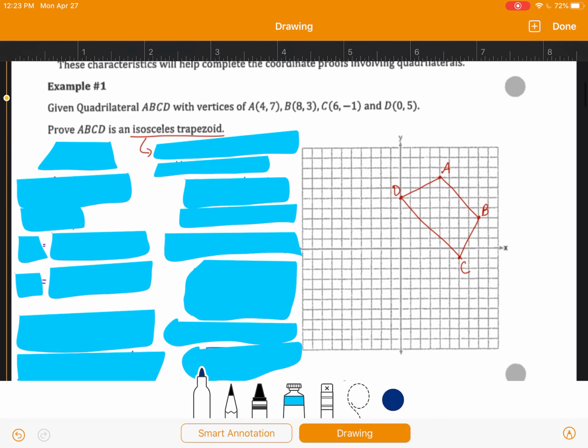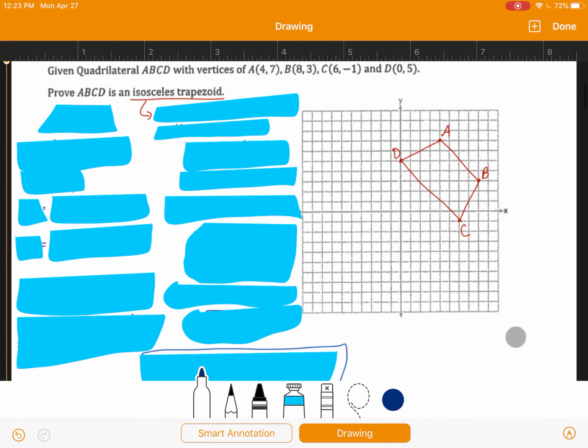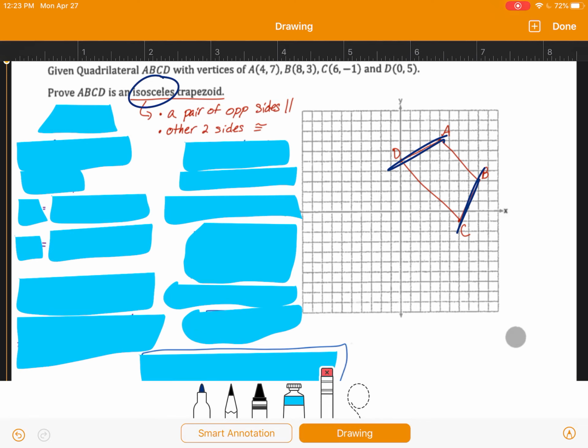So for the first one, we are going to try and prove that this shape is an isosceles trapezoid. Now, an isosceles trapezoid has 2 things. One of the things is that it's a trapezoid, which means we need a pair of opposite sides to be parallel. And in our picture, we can see that AB and CD are going to be the parallel sides. And then since it's an isosceles trapezoid, that means that we're going to have the other 2 sides, AD and BC, those 2 are going to have to be congruent. That's what makes it isosceles.